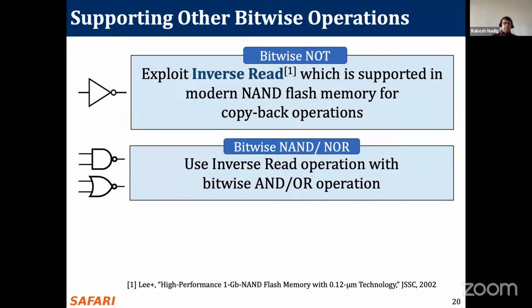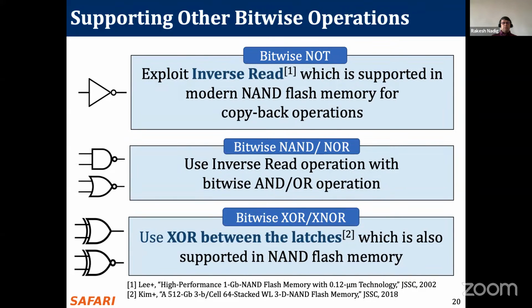This is typical of how we get NAND or NOR using AND and OR operations. And then we can also perform bitwise XOR and XNOR. This is done using the XOR operation, which is already supported between, let's say, the cache latch and the sensing latch. This is a feature which is already supported in NAND flash memory. So using these features, which are supported inherently in NAND flash memory, we can also perform other bitwise operations in Flash Cosmos.